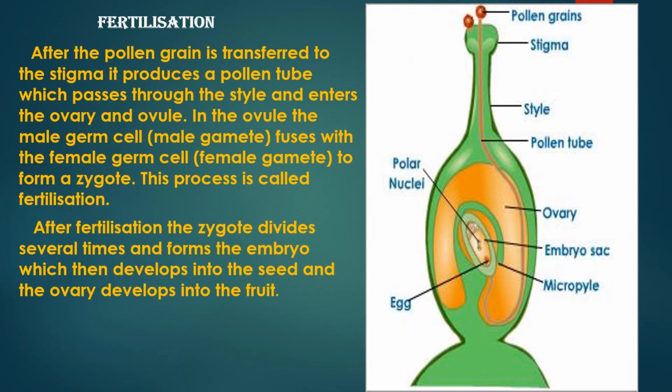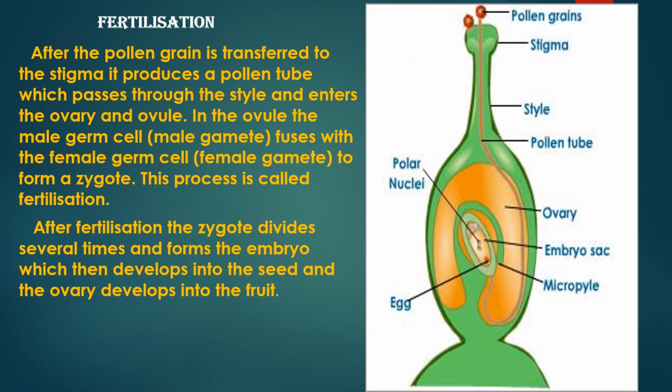Let us move on to the next topic, fertilization. After the pollen grain is transferred to the stigma of a flower, it produces a pollen tube which passes through the style and enters the ovary and ovule. In the ovule, the male germ cell, that is the male gamete, fuses with the female gamete to form a zygote. The process is called fertilization.